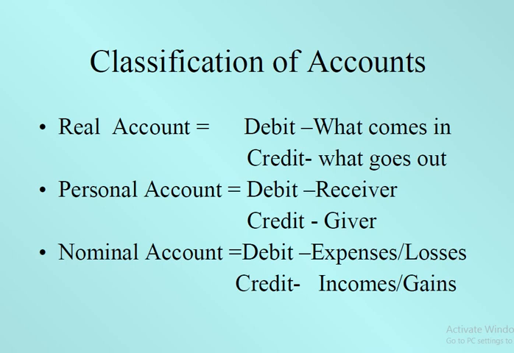Further classification, according to the British approach, there are three classified names of different accounts: real account, personal account and nominal account. For real account, debit what comes in and credit what goes out. For the personal account, debit the receiver and credit the giver. For the nominal account, debit expenses and losses and credit incomes and gains. This is a very comprehensive and very easy rule for dealing with financial transactions and business accounts.